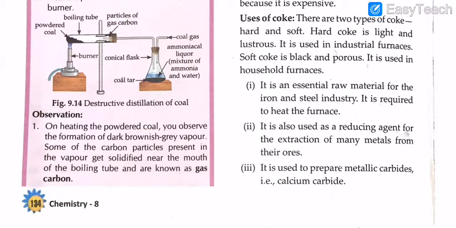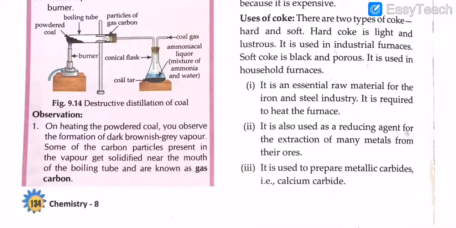Anyway, let's go on to the four uses of coke. Coke is an essential raw material for the iron and steel industry. It is required to heat the furnace. It is also used as a reducing agent for the extraction of many metals from their ores. A lot of metals are in their ores, almost like when you crush a walnut to get the inside part and eat it. It is used to extract metals from their ores, and it is used to prepare metallic carbides such as calcium carbide.